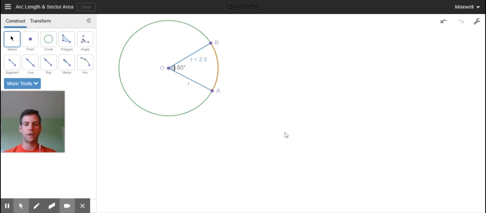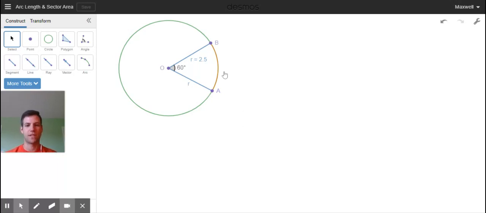Now, our goal here is to derive the formula for how you would find the length of this orange arc right here from B to A, this minor arc BA. And the first thing we would think about is what it would be in degrees. There is a theorem for circles that the central angle, which is 60 degrees here, means that the arc it hits is also the same amount of degrees. So you could say that arc BA is 60 degrees.